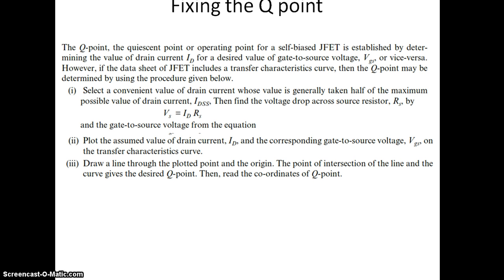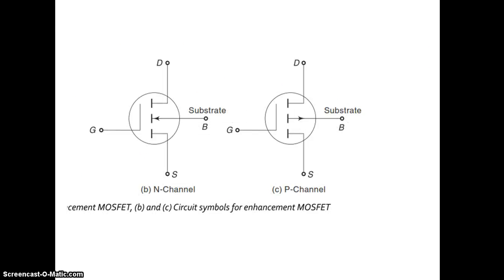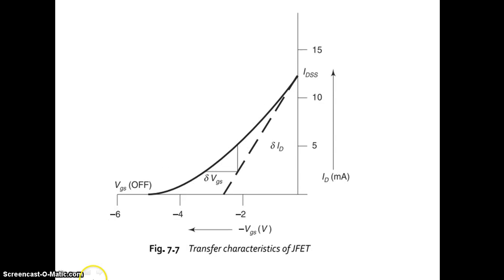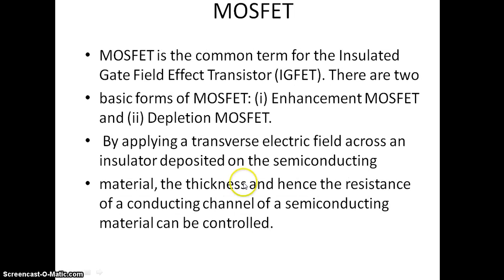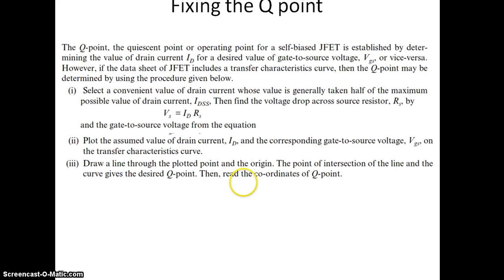Okay, so the gate to source voltage corresponding to that ID is taken from the transfer characteristics. So look at the transfer characteristics. Here we have drawn the transfer characteristics. Suppose IDSS is 12.5, then half of the value, 12.5 by 2, is 6.25. So from the 6.25 you plot on the characteristic and the corresponding VGS is noted. Okay, so that is what we have written here.